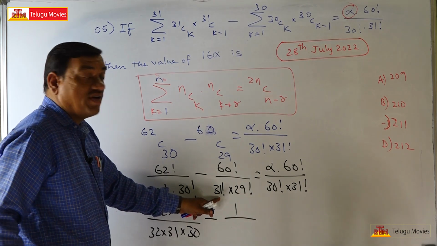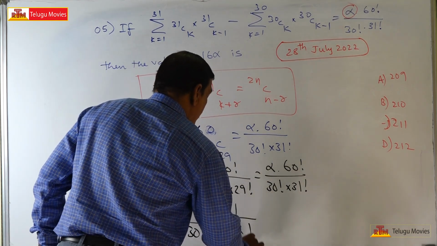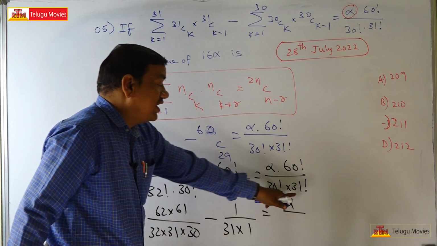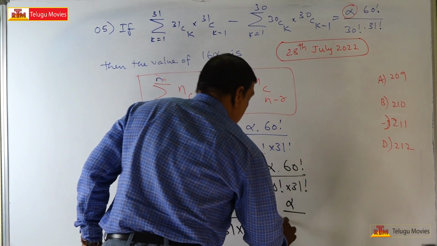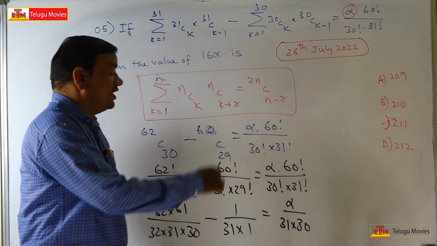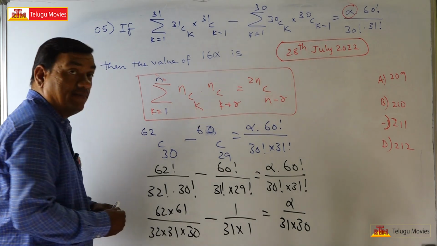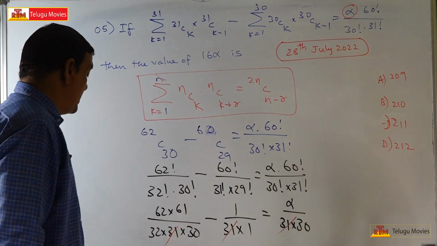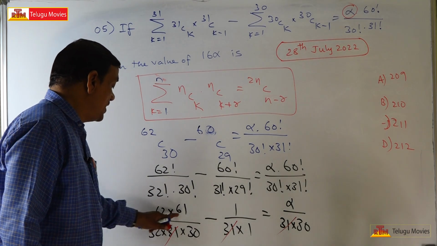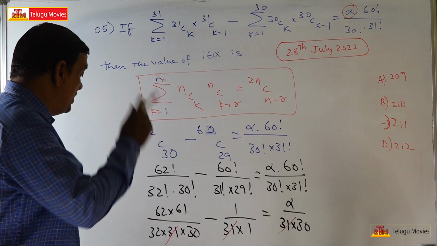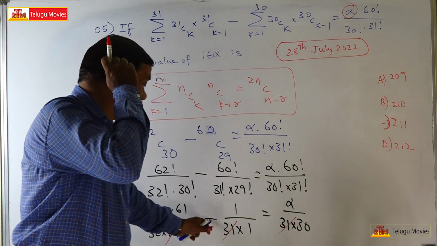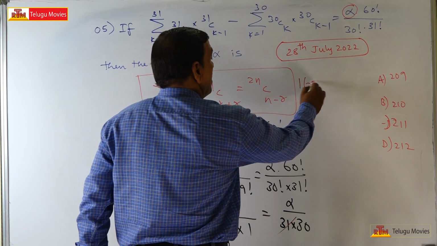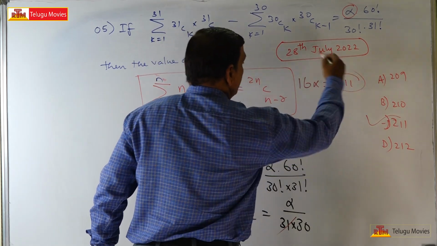Here you are cancelling 30 factorial. That's why this is 31. Already 29 factorial you are cancelling. So this is equal to alpha by 31 times 30 into 29 factorial. Again here you can cancel this 31, 31, 31 also you can cancel. Very nice. And it is 62 times 61 by 32 times 31. Any more cancellations, and if you do the alpha value, take minus 1 to that side, plus 1 will become, and calculate that. Anyhow, on the whole, if you calculate, the 16 alpha value will be 211. 211 will be the answer.